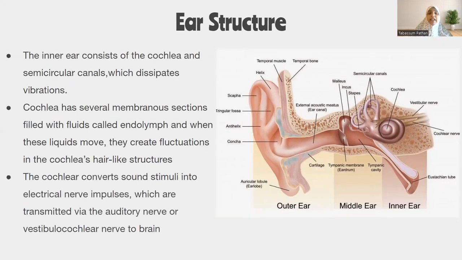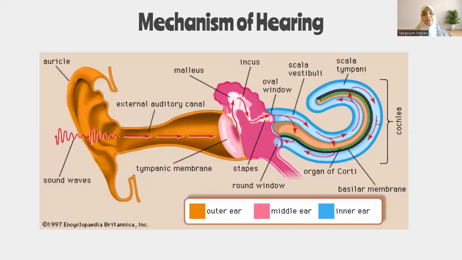And finally, the inner ear having all the structures, the cochlea, which is filled with fluid and hair-like structures, which help in converting the sound information, the sound stimulus, into electrical impulses, which will further be carried out by the vestibular cochlear nerve, or the auditory nerve, to the brain.